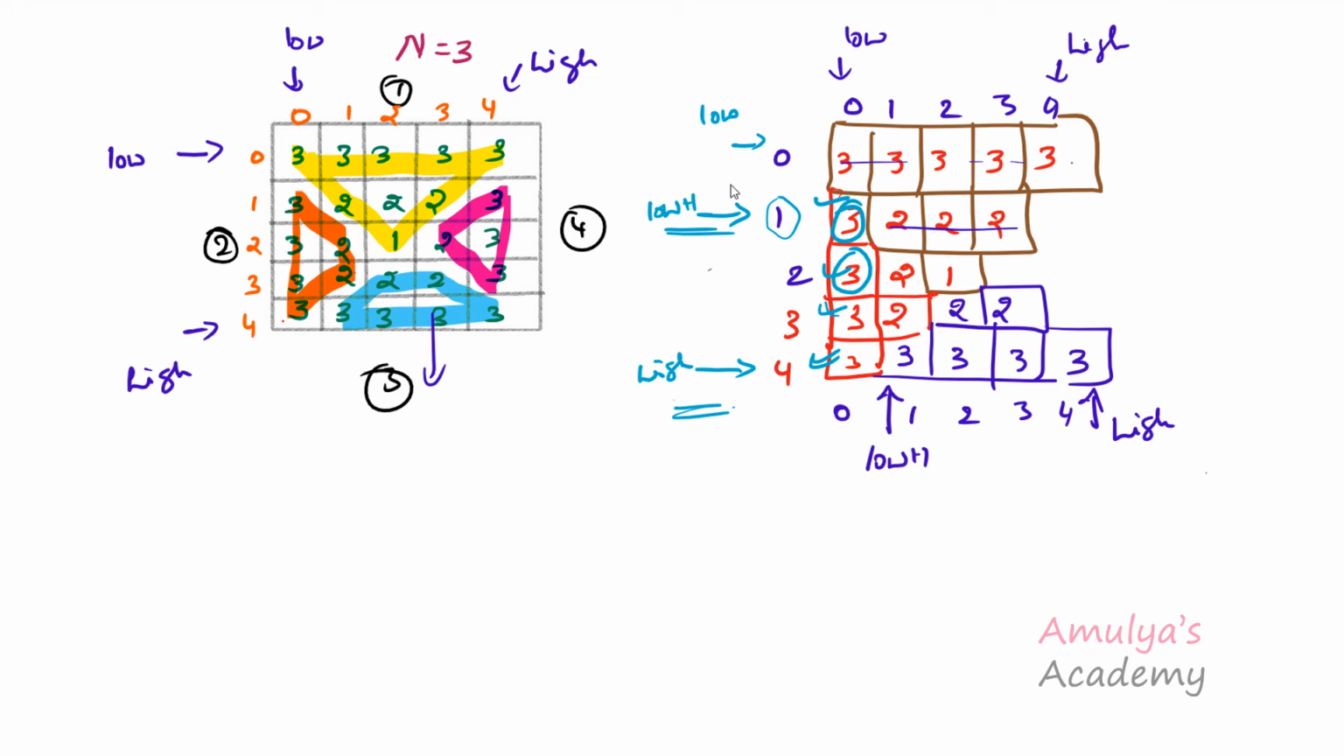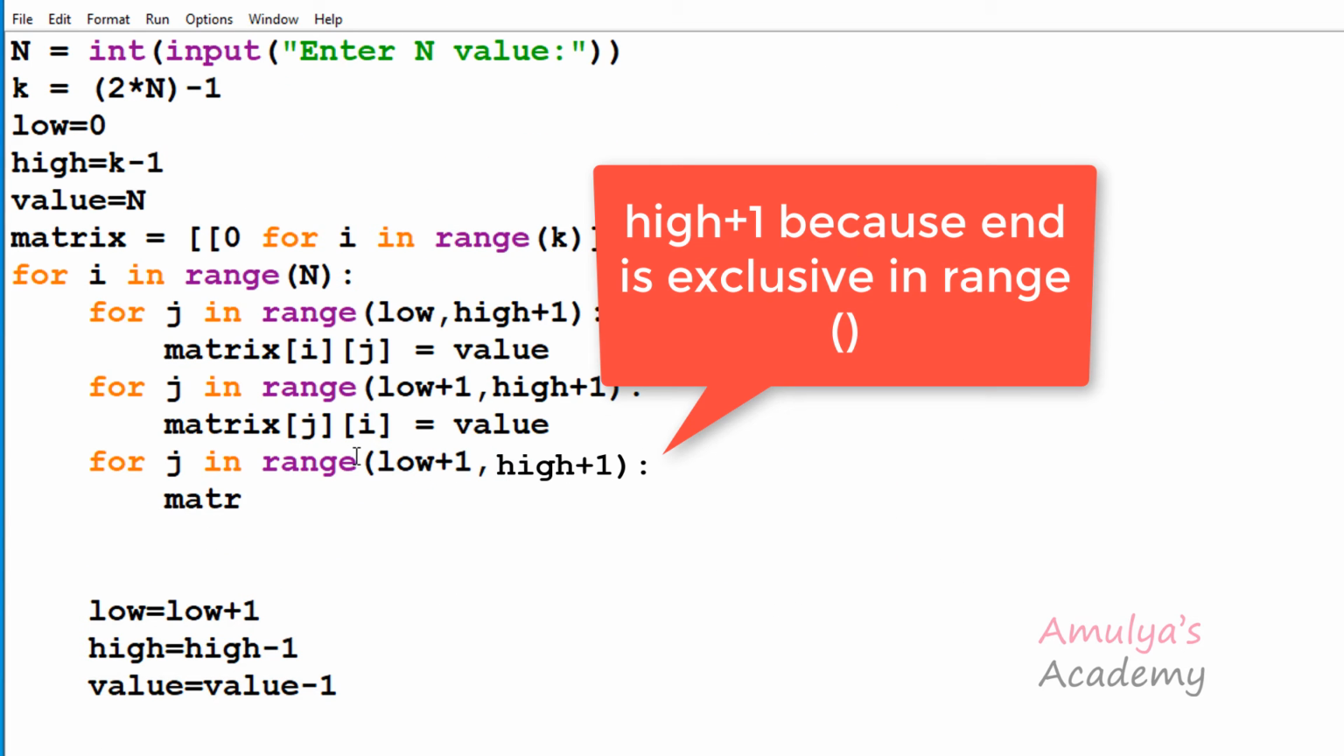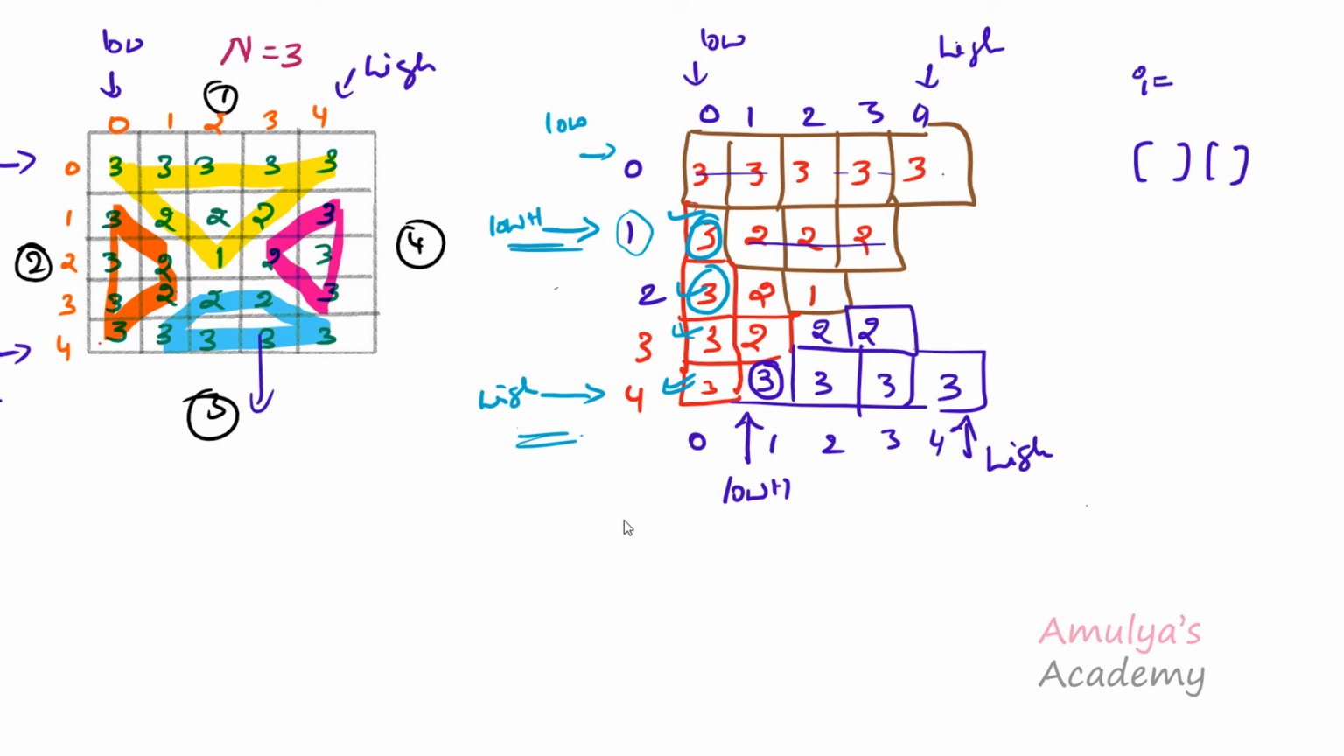So this is low plus 1 and this is high. So I'll take range as low plus 1 to high, low plus 1 comma high, and here in matrix I need to take the index in which places you want to insert the value. So here, at the first iteration when i is equal to 0, 4th row first column, 4th row second column, 4th row third column, 4th row fourth column.